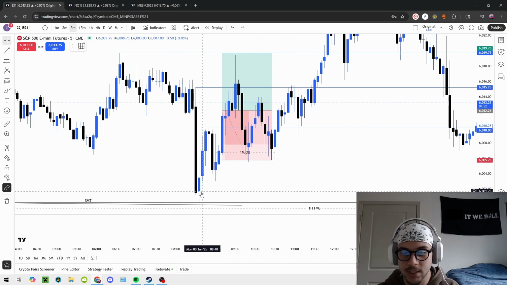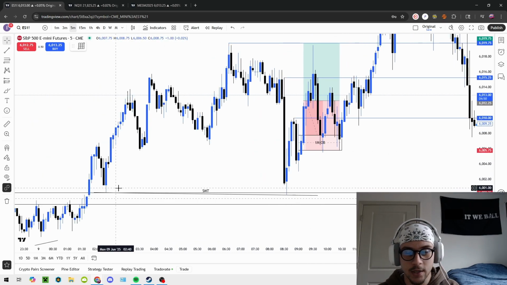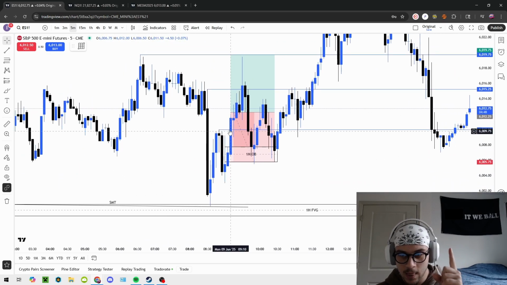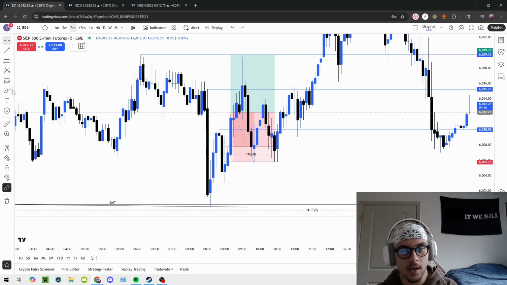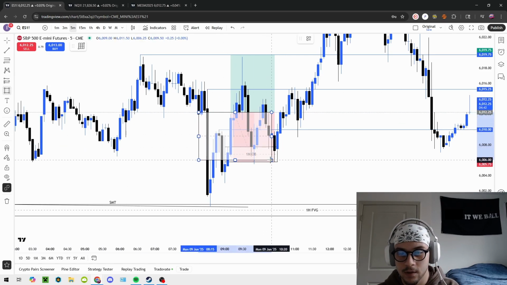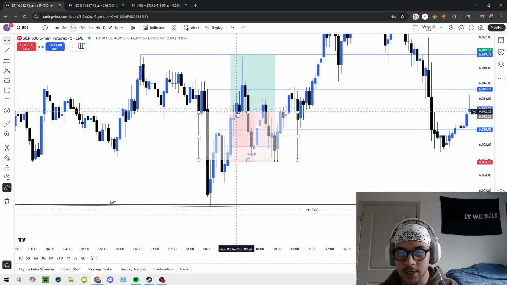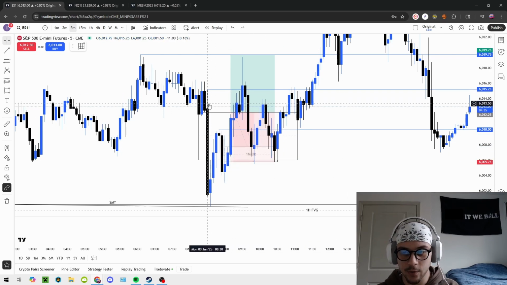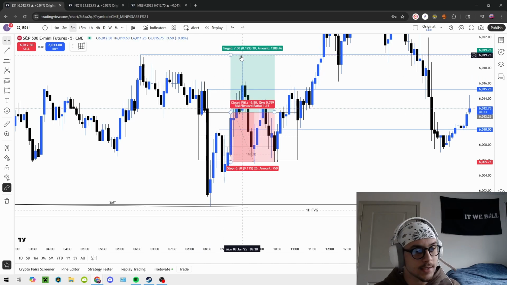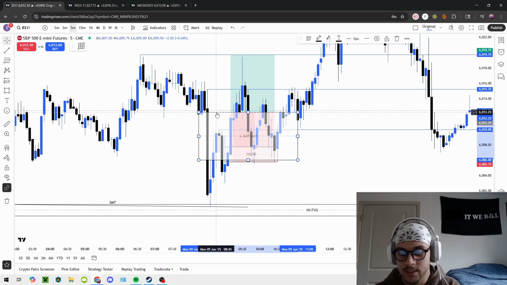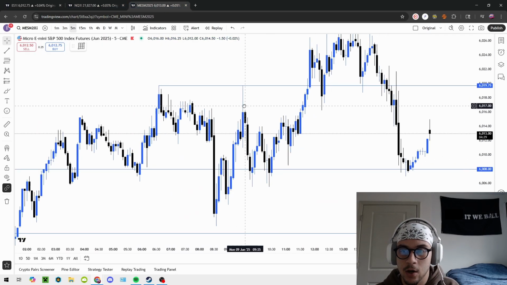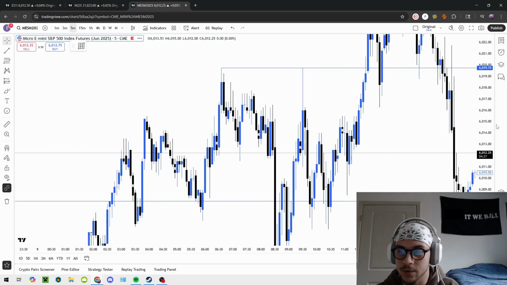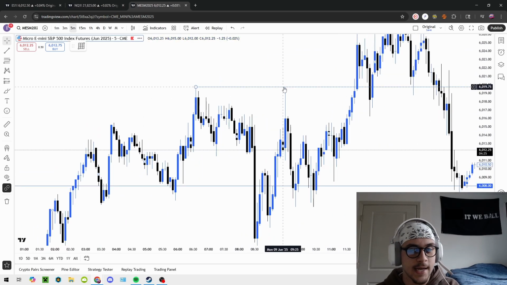So as you can see, we swept this low right here, liquidity sweep, break of structure on this candle, and then I just waited for a close above this 5-minute candle right here, which happened on this candle. And we go into that, and it doesn't hit my TP by 1 tick. But on the micro version, which is right here, we tapped that high.